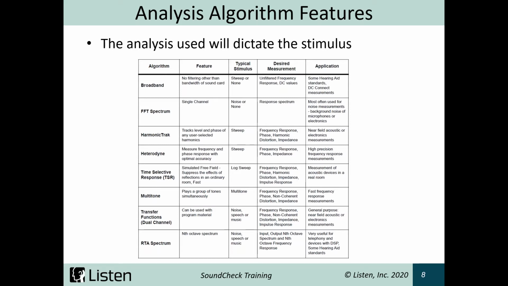If you're testing hearing aids, you could look down this list and see that, okay, broadband and RTA spectrum, those analysis algorithms have something to do with hearing aids. Then you can investigate them more, see what type of stimulus you want to use in your device, and then try and develop a test that way. So there's a couple approaches to how to pick your stimulus and analysis to work together, but they're very closely tied together.